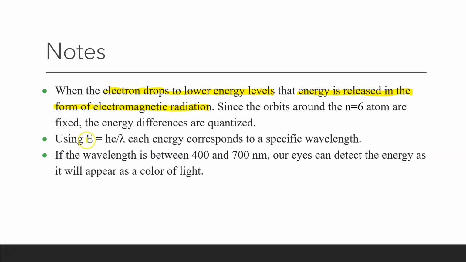So then using E equals hc over lambda, each energy corresponds to a specific wavelength. If the wavelength is between 400 and 700 nanometers, our eyes can detect the energy and it will appear as color of light. So we will see a colored light.